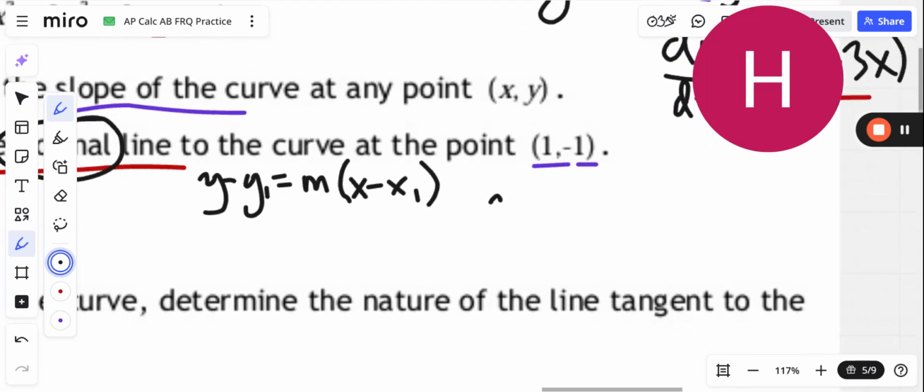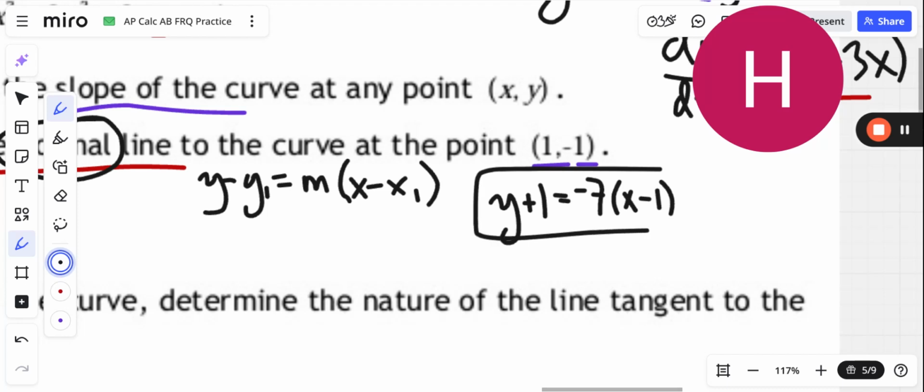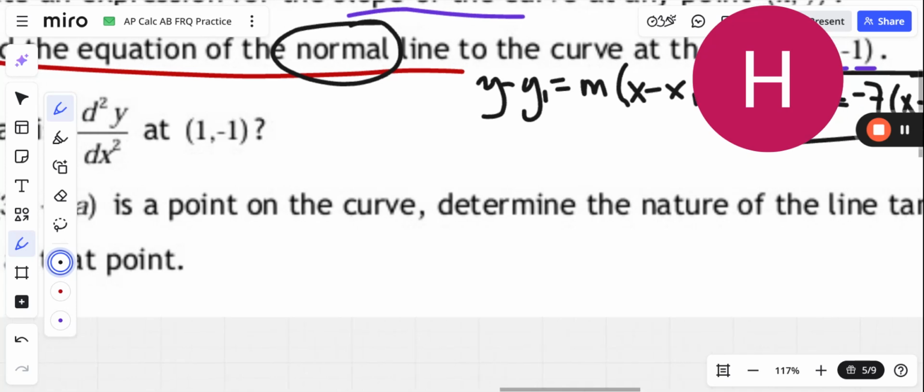So we have to use this slope for our normal line. This is going to look like the following: y minus negative 1, or y plus 1, equals negative 7 times x minus 1. And that is our normal line equation.